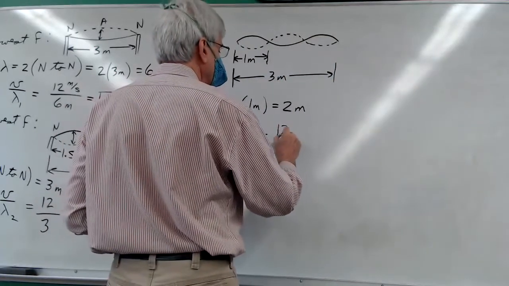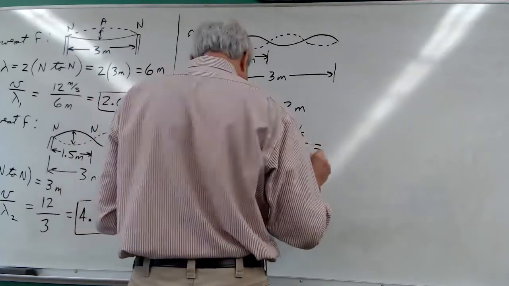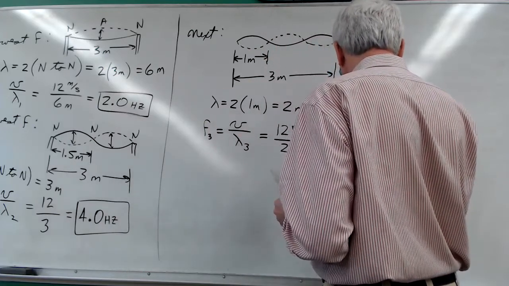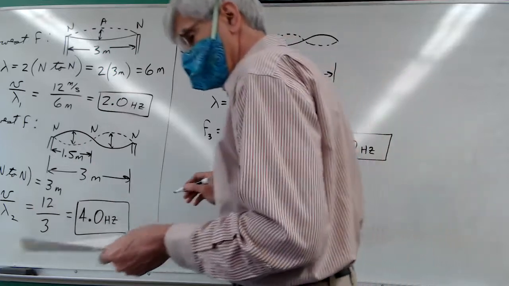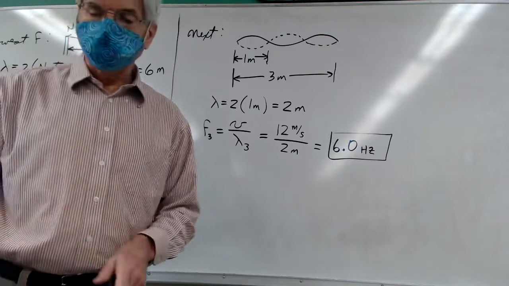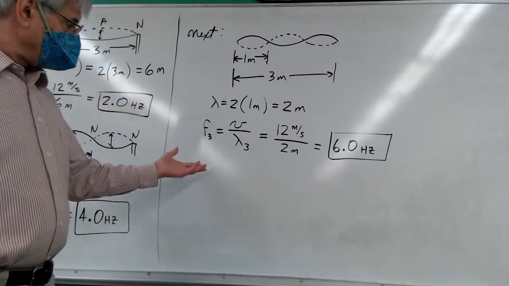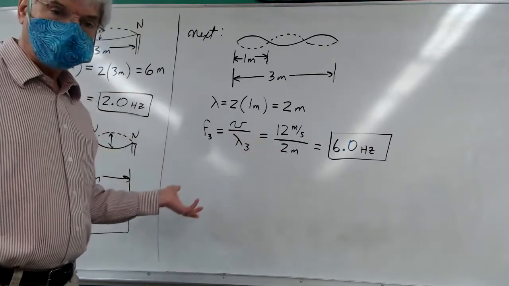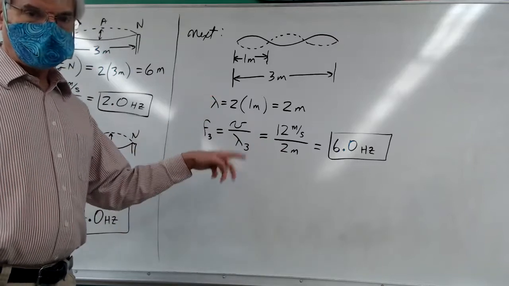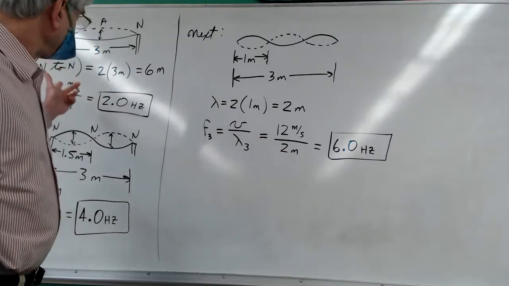Speed is still 12 meters per second. Divide that by 2 meters. You've got 6 hertz. And at this point, you can probably spot the pattern. If the question had asked for more, the fourth frequency would be 8 hertz. The one after that is 10, and then 12. And all of the resonant frequencies are whole number multiples of the first one.